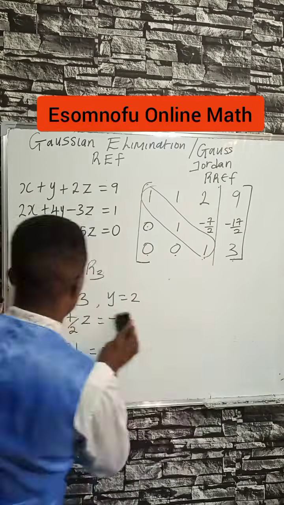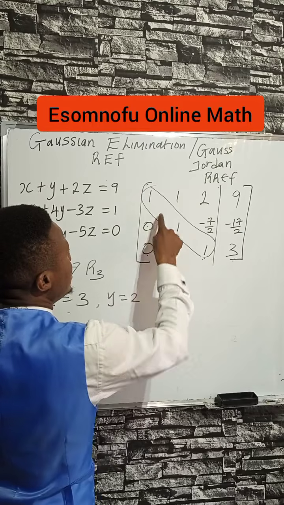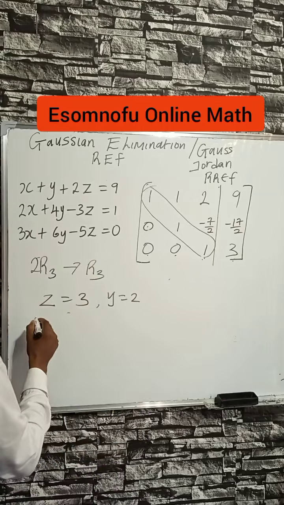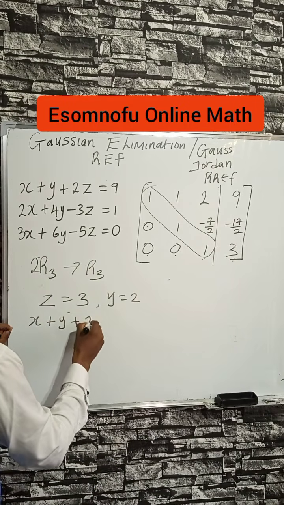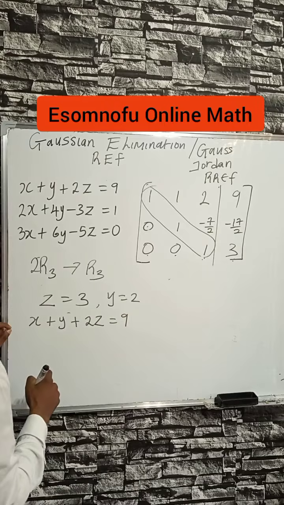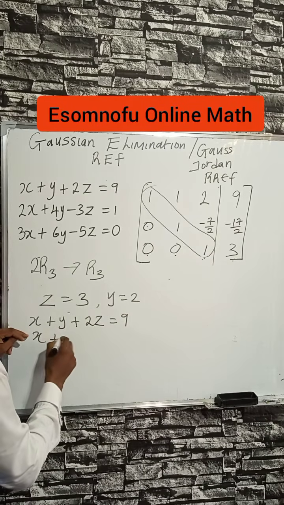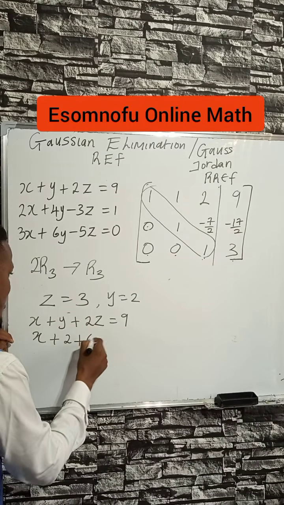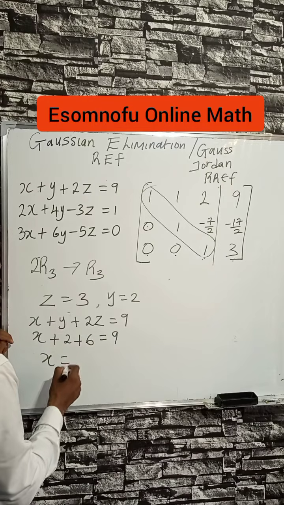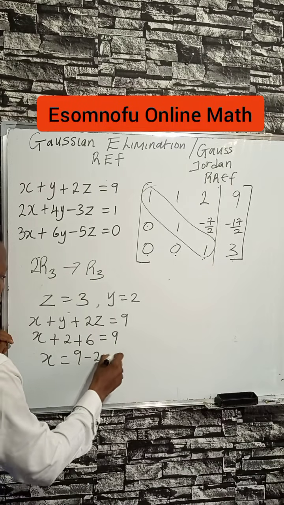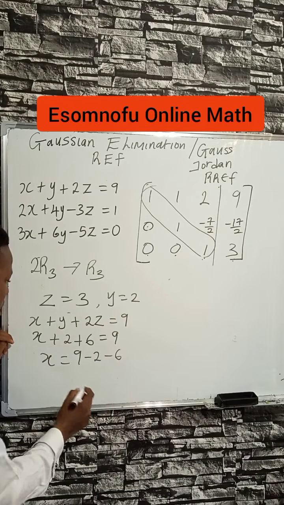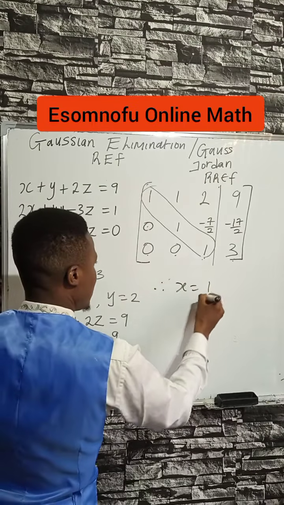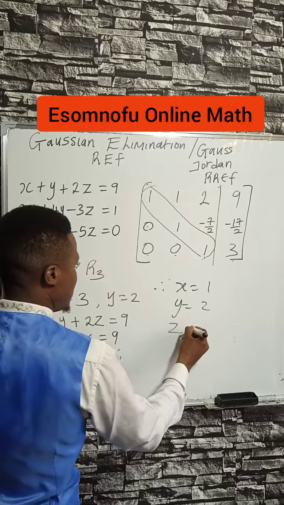Now let's go for x. Coming here, x plus y plus 2z is equal to 9. Already we've known our y is 2. So I'll write x plus 2 plus 2z. That is 2 times z, which is 3. 2 times 3 is 6, equal to 9. So x will be 9 minus 2 minus 6, because all this plus crossing over becomes minus. And that will give us 1. So therefore, x is 1, y is 2, and z is 3.